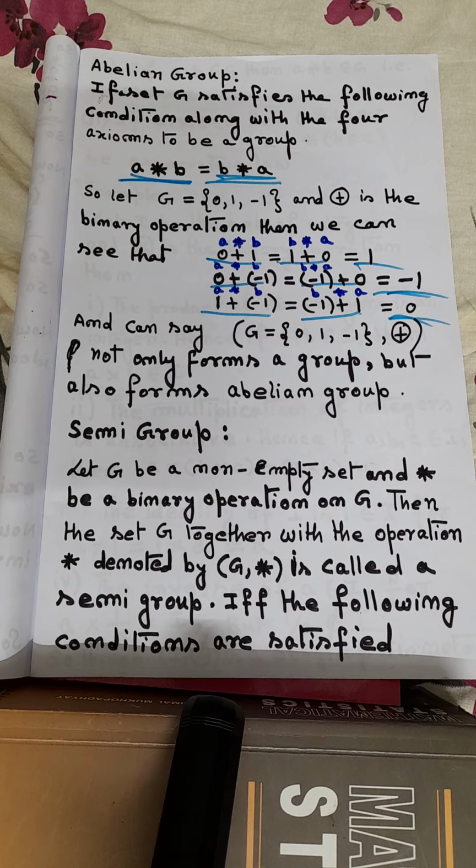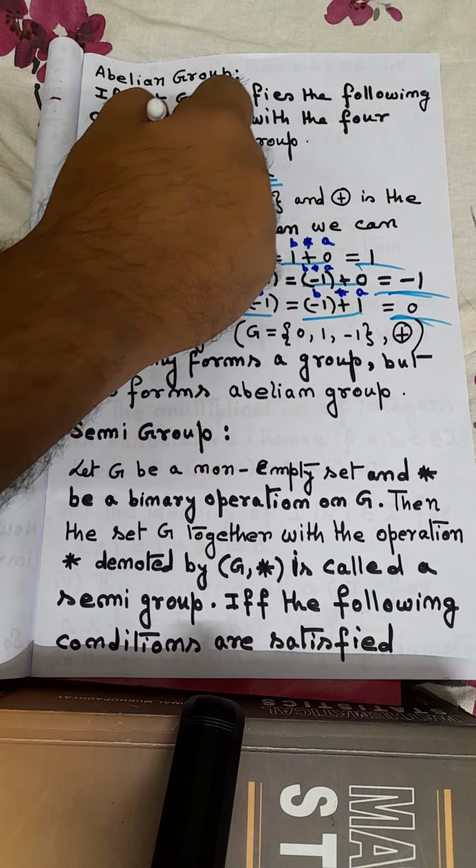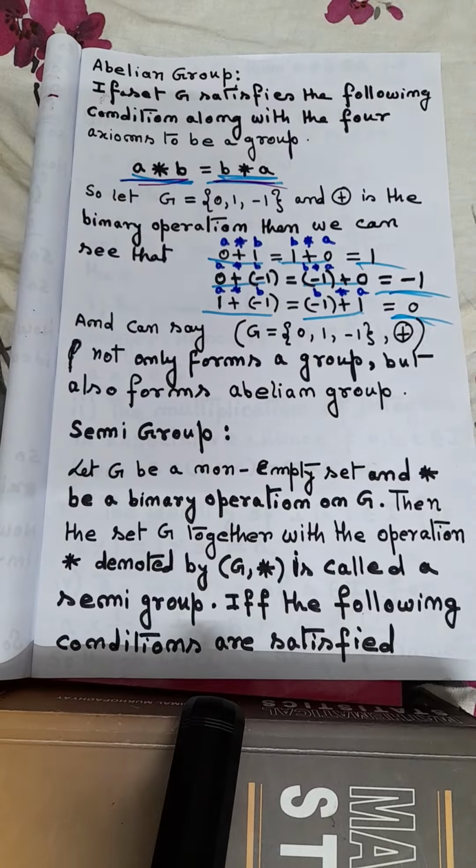So one is the abelian group. So what is an abelian group? If a set G satisfies the following condition along with the 4 axioms to be a group. We have already seen what the 4 axioms are to be a group for a set with a binary operation. So now for an abelian group, there is an additional criterion. What is the additional criterion? If A binary operation B equals B binary operation A.